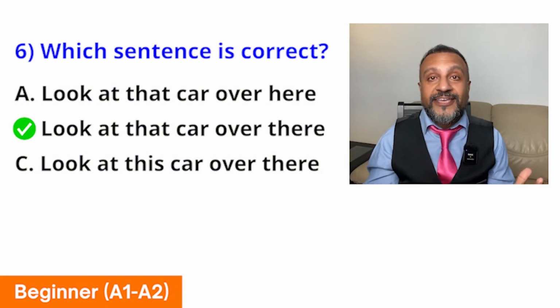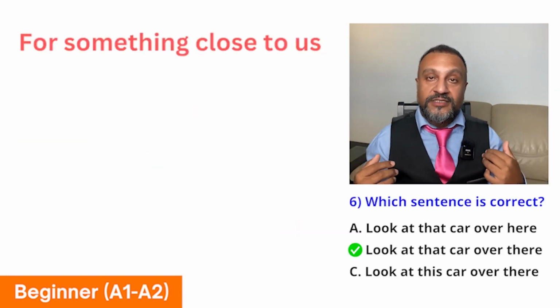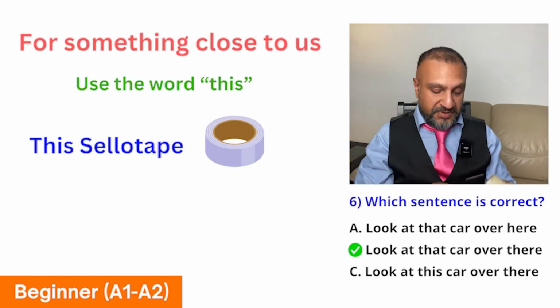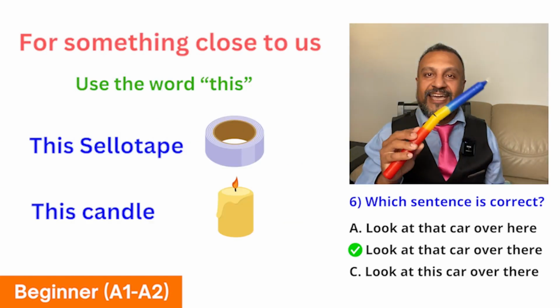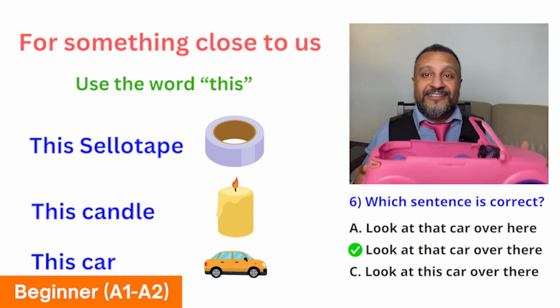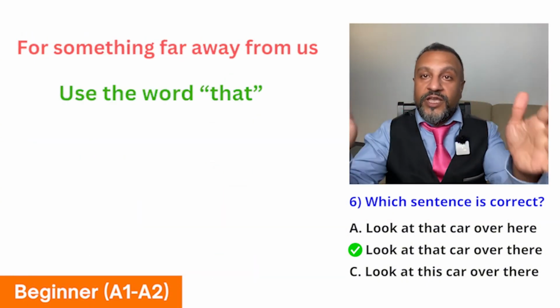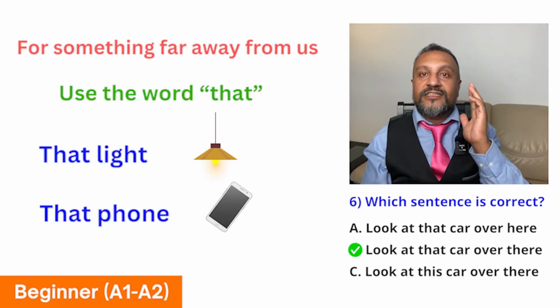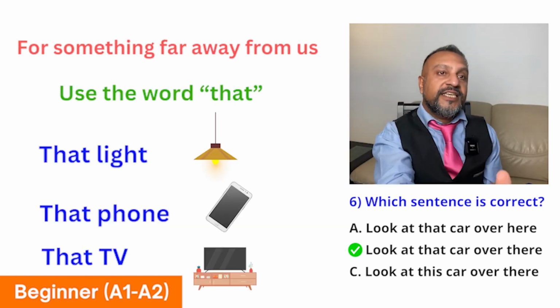But why? For something close to us, we use this. This sellotape, this candle, this car. For something far away from us, we use that. That light, that phone, that TV.